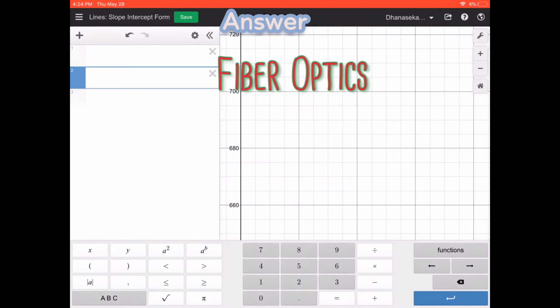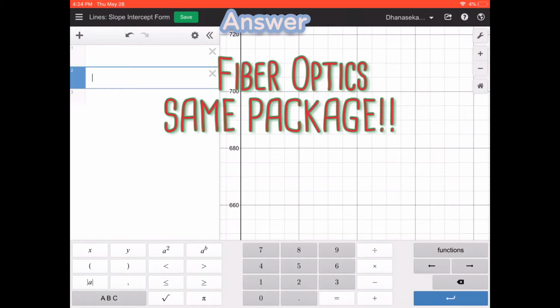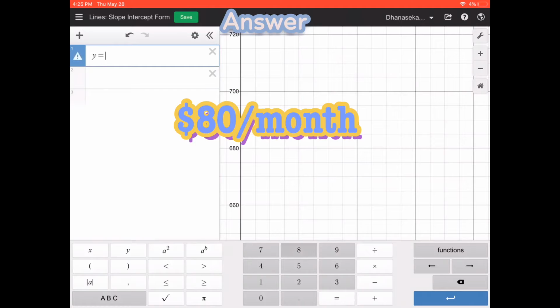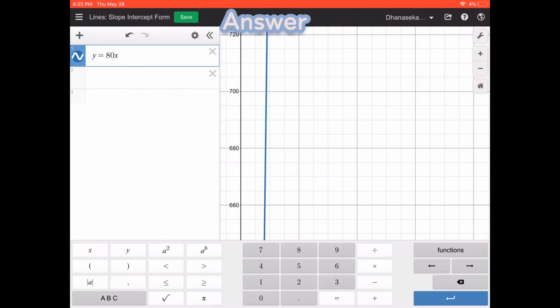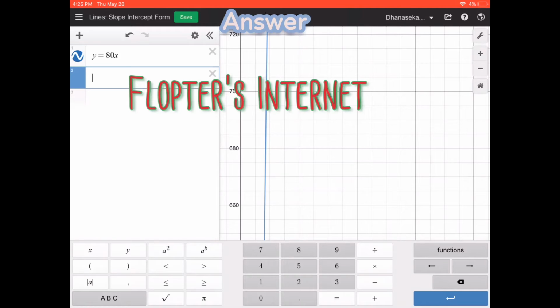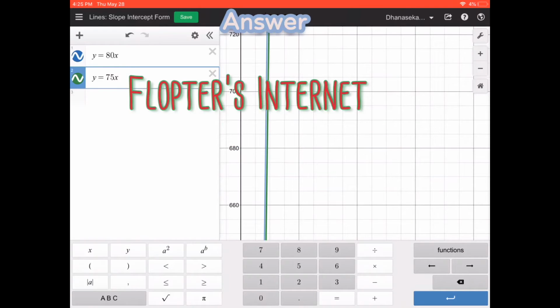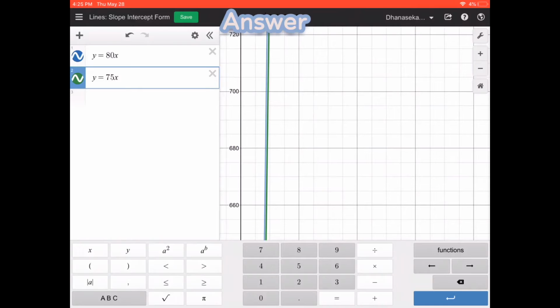Now let's take a look at fiber optics. Each of these packages are medium Wi-Fi speed, meaning they're pretty much the same package, so there's no variation in that. So fiber optics is $80 a month, so 80 is our slope for fiber optics. And Flopbear's internet is $75 a month, so that's our slope. But what about the $25 installation fee? Well, $25 is how much Robert has to pay upfront for installation. So that's basically his y-intercept. When he doesn't pay the company at all, he just pays the fee for installation, that'd be $25.